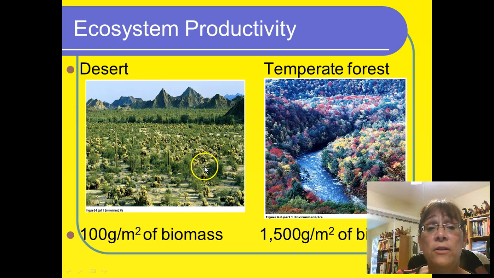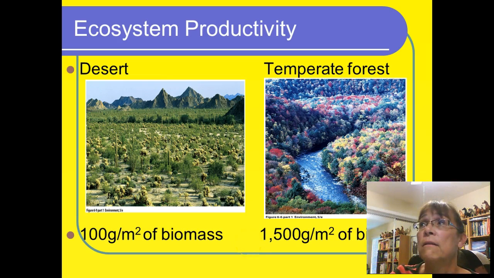Okay? Limiting factor here in the desert. What's the limiting factor in the desert? Water, right? And so you're not going to have as many plants per meter squared. So possibly you have 100 grams per meter squared of biomass that organisms can utilize, where here, in a very dense forest, you have 1,500 grams per meter squared of biomass.